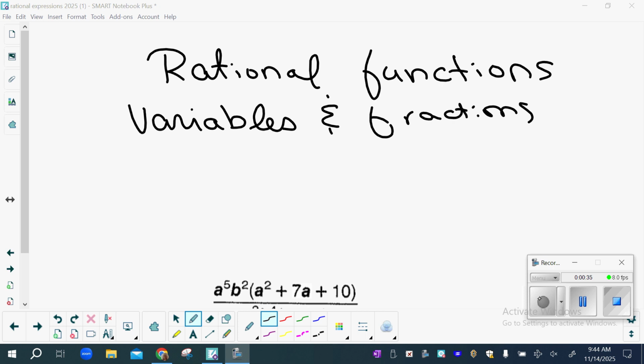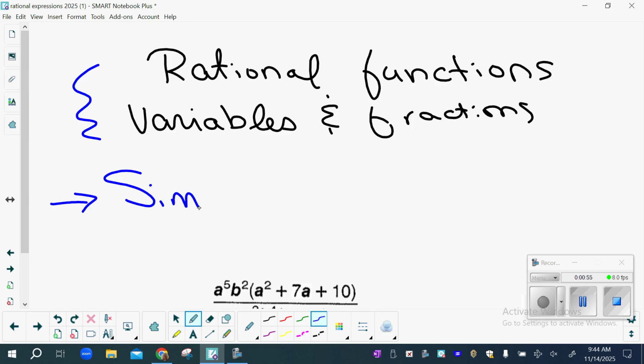So what we're going to do is we are going to have some crazy looking fractions. And what we want to do in the beginning of this chapter is make them not so crazy. So this is our unit, and what we're starting off with today is simplifying. You're going to write this down.